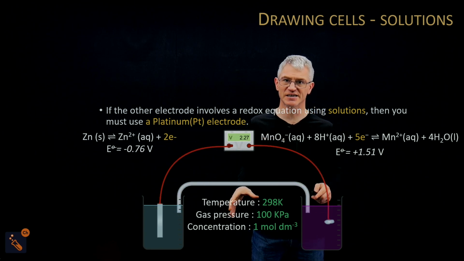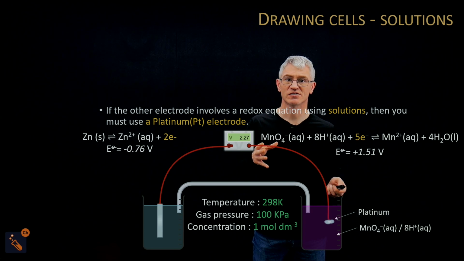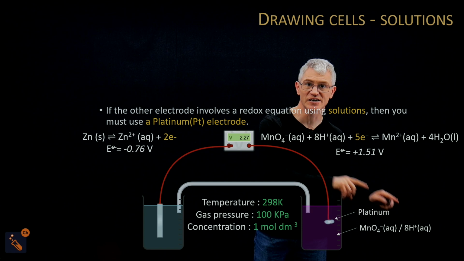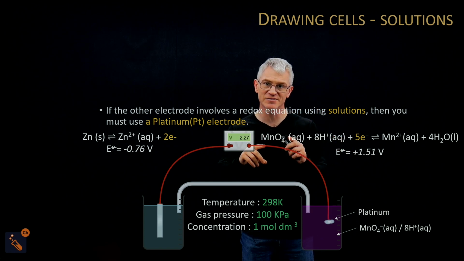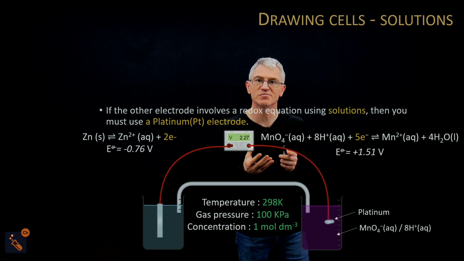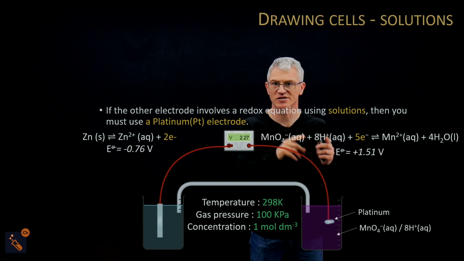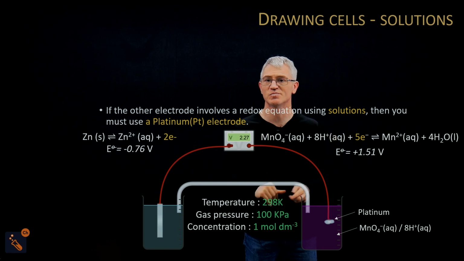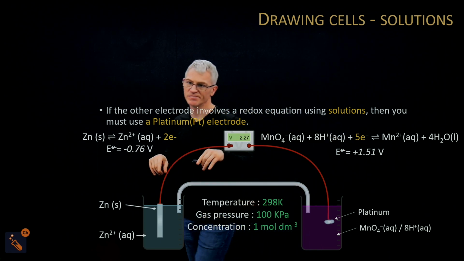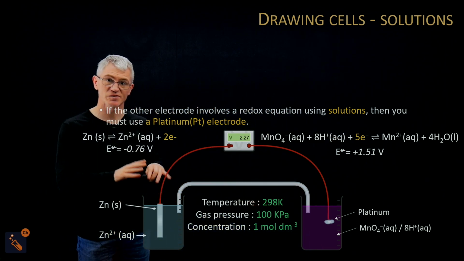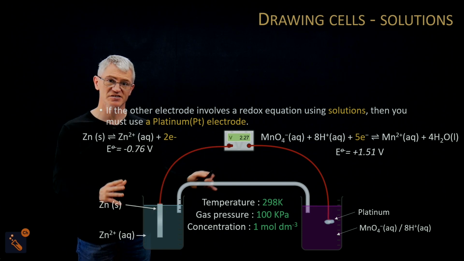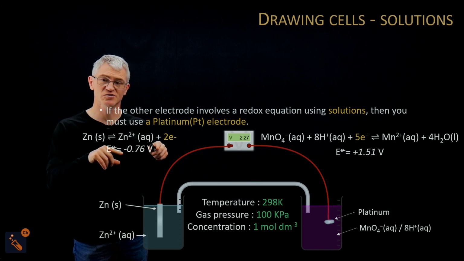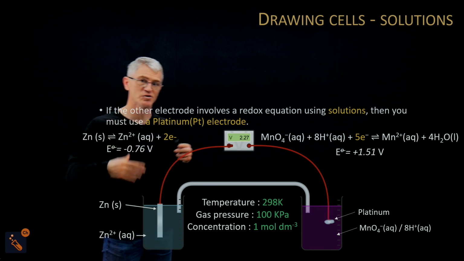Now, if that's the case, we have got platinum, and then we've got our manganate. Notice, when I'm saying what's in there, I'm including the H plus and the manganate. Often people get it wrong by just saying manganate and not including the H plus. You need to include both of the species, not the electrons. If that's the case, we've now got a nice setup here. And we know we're losing electrons on this side because it's minus 0.76. It's the less positive number. We're losing electrons.